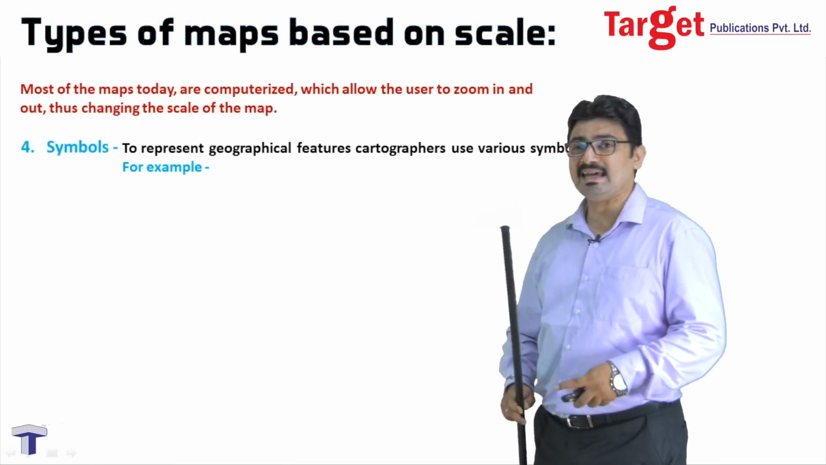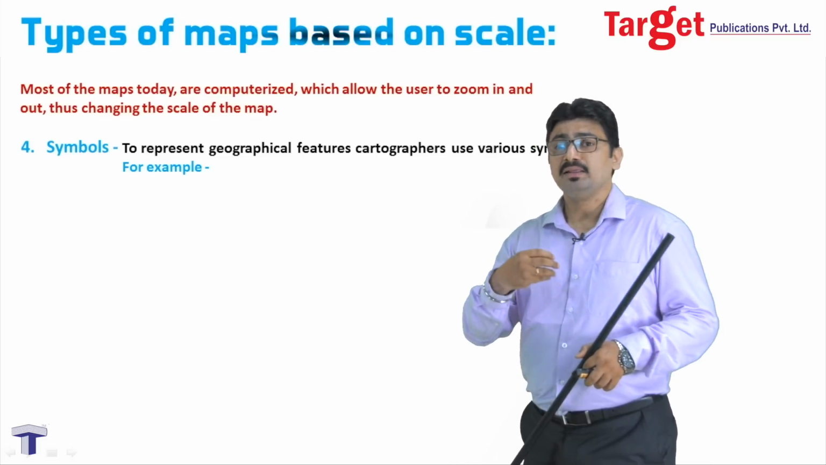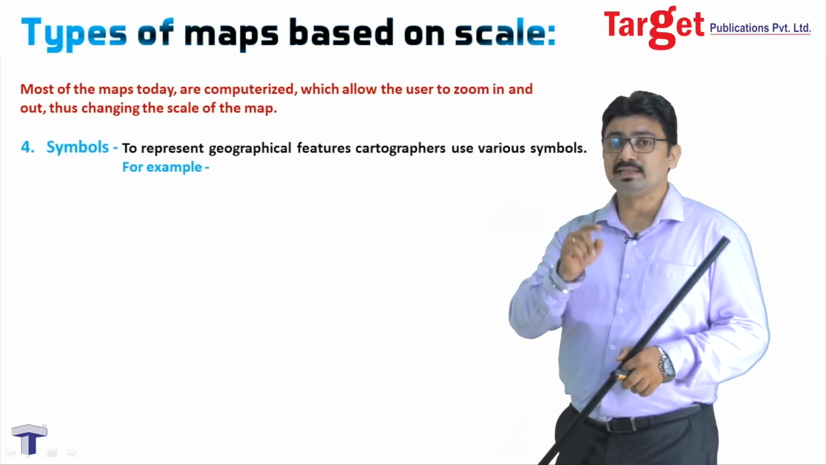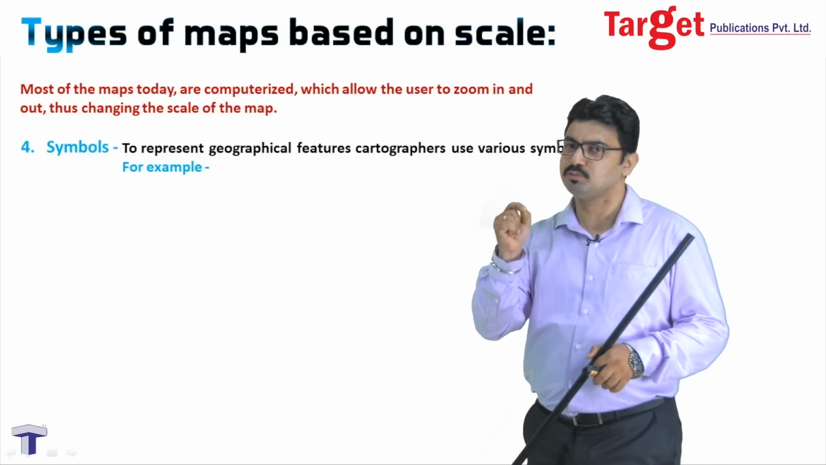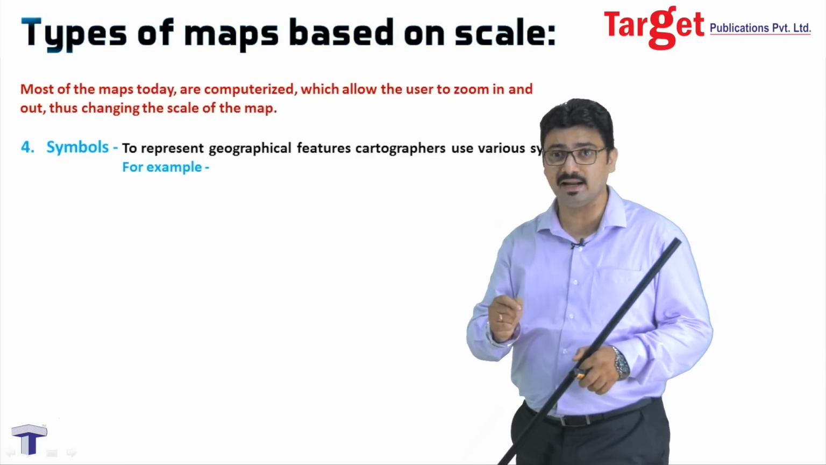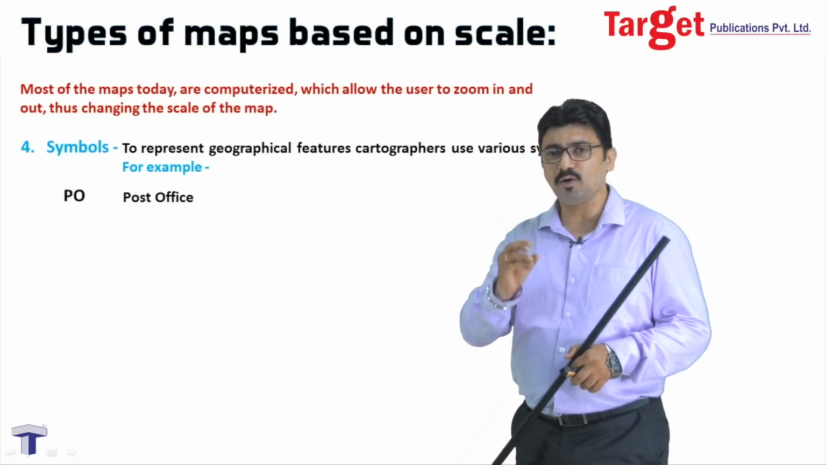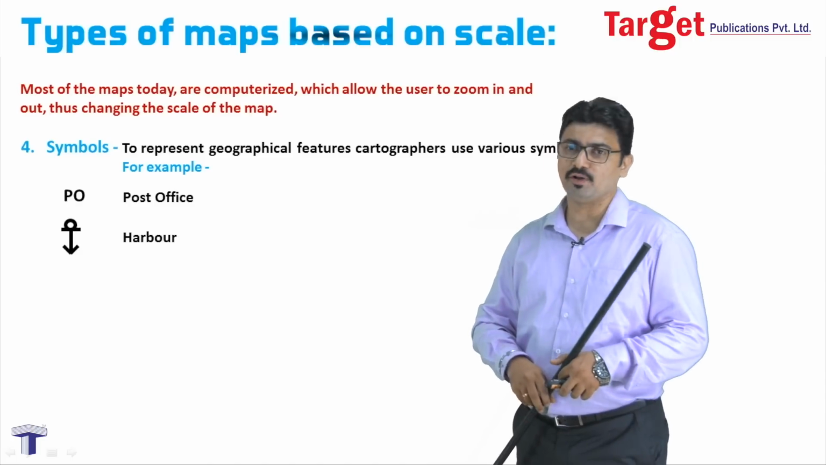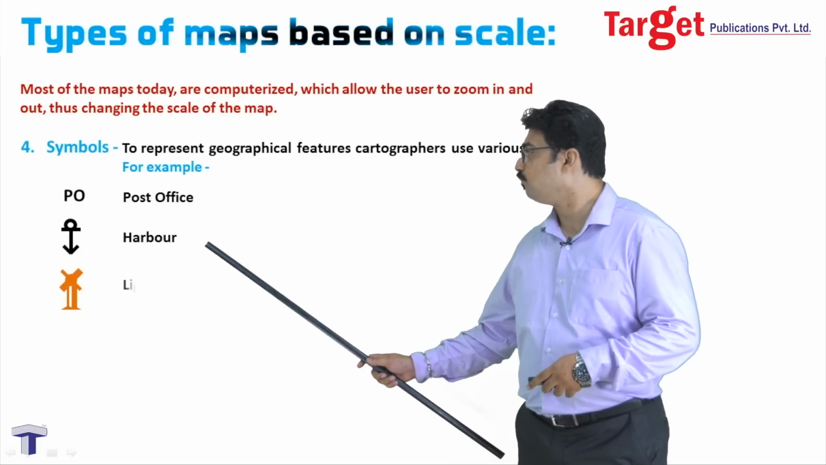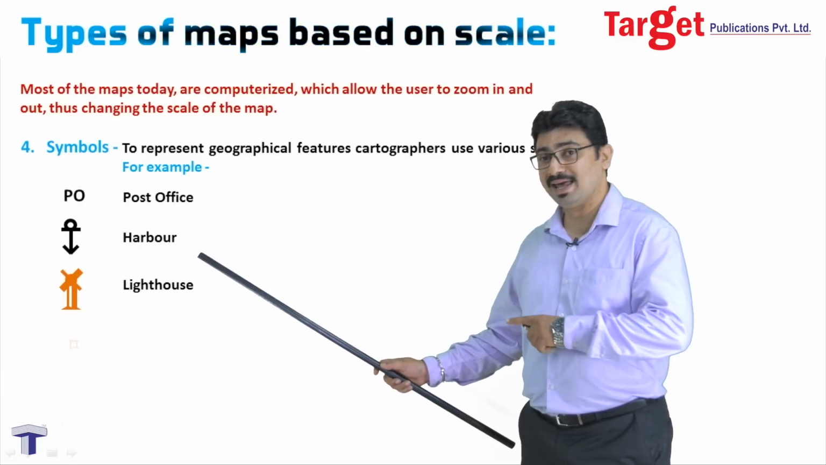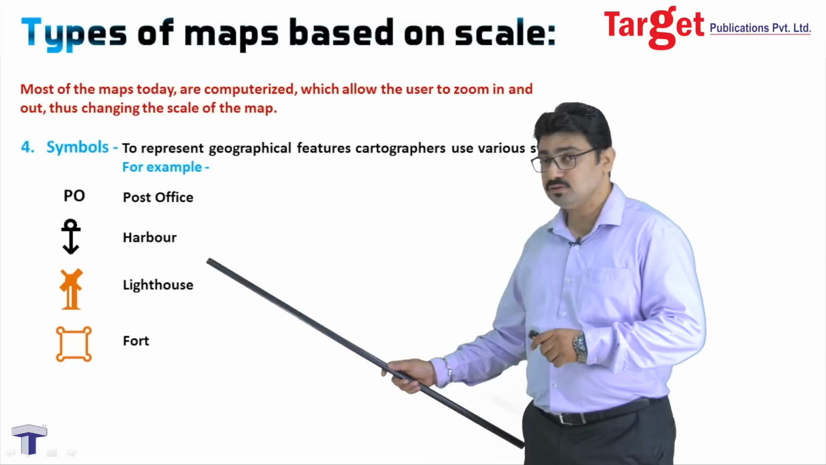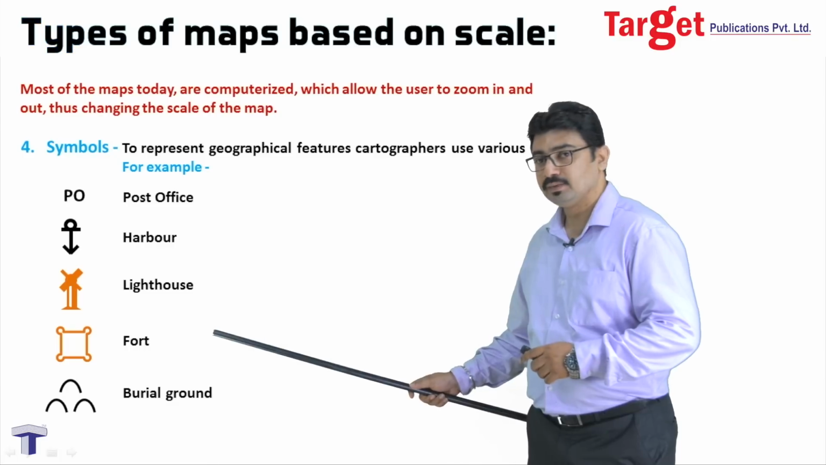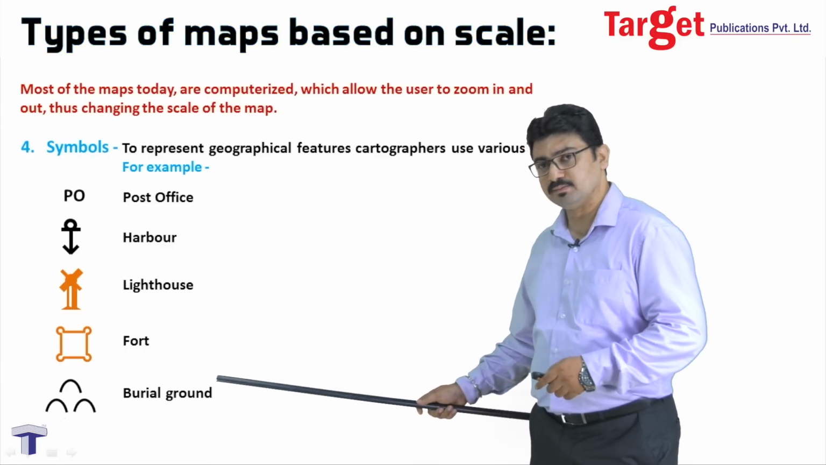So, after understanding scale, the different types of maps based on scale, let us move to the next feature, which is symbols. As I said in the beginning, symbols. There are particular symbols for particular features to be shown on the map. These symbols have been pre-decided by some authority. So now let us see what are some typical symbols. So, for example, if you want to show a post office, it is shown by a simple PO. If you want to show a harbor, it is shown by an anchor of this type. A lighthouse is shown by this type of a symbol. For example, a fort is shown by this type of a symbol. A burial ground is shown by this type of a symbol.